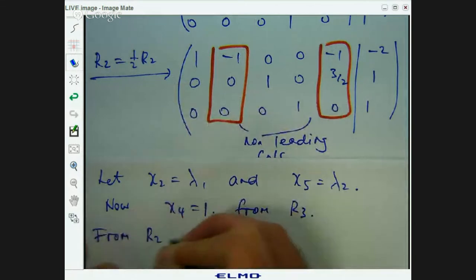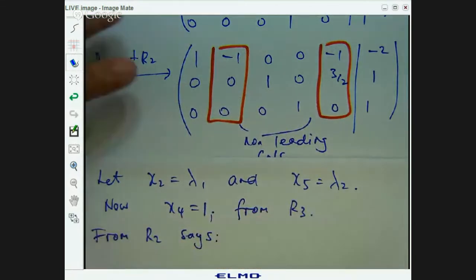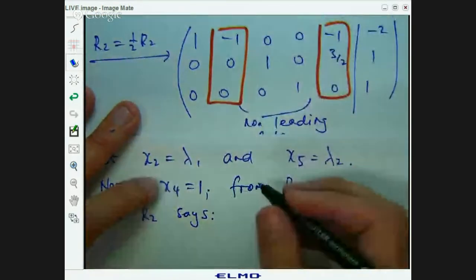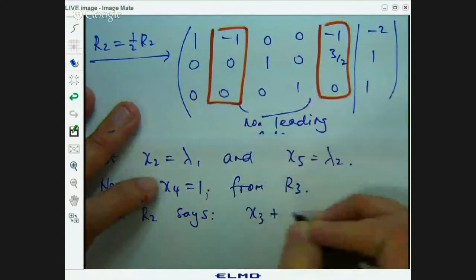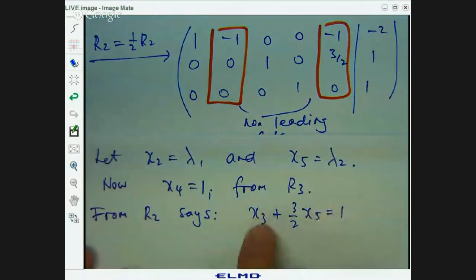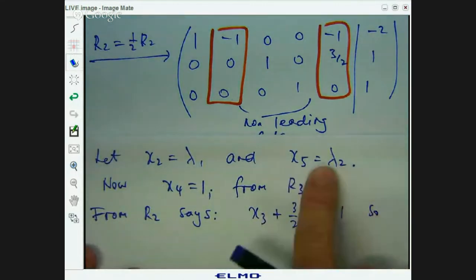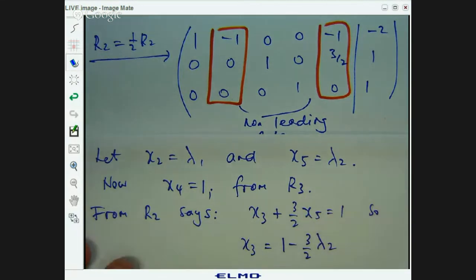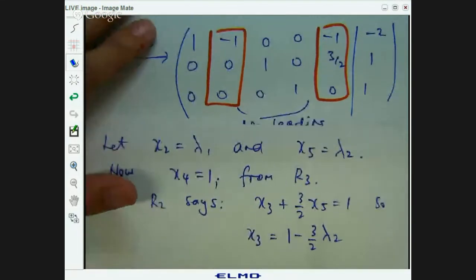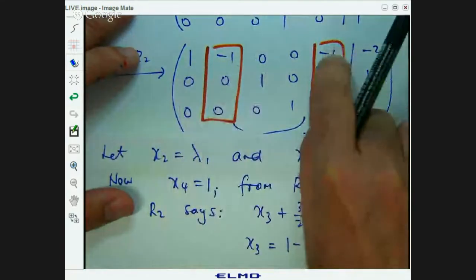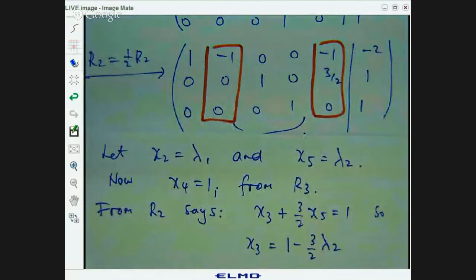sorry, row 2, what have we got there? It says 1x3 plus 3 on 2 x5 equals 1. So if I rearrange that, make x3 the subject and plug in lambda 2 for x5, I get that. All right, and lastly, row 1 says x1 minus x2 minus x5 equals -2.